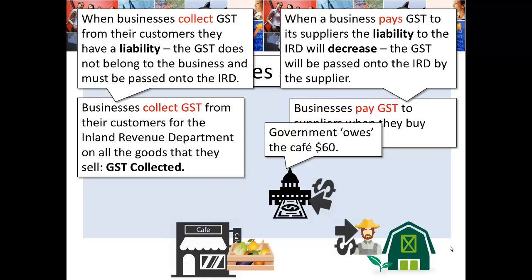So the government now owes the cafe $60, because the GST on everything that the business spends with suppliers is going to be refunded. So that goes for everything: the suppliers, electricity bills, transport costs, etc.